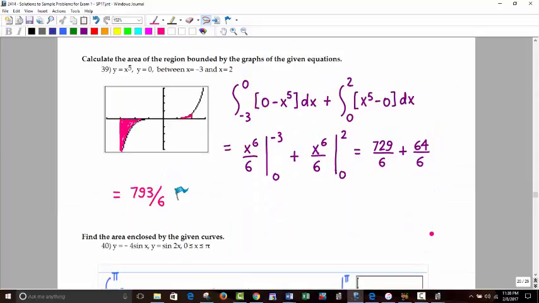Now we have y equals x to the fifth bounded by y equals 0, the x-axis, between negative 3 and 2. So it's actually two separate regions, because it's negative 3 and 2, it's sort of changing over at 0. From negative 3 to 0, the x-axis, which is y equals 0, is above the curve. So it goes first, 0 minus x to the fifth. But then from 0 to 2, x to the fifth is first. It's before. So we have x to the fifth minus 0.